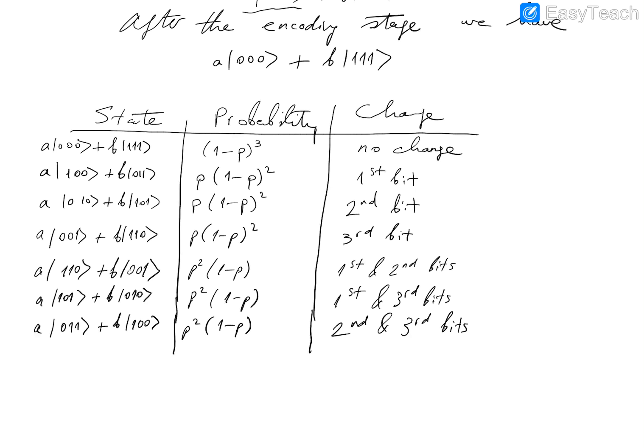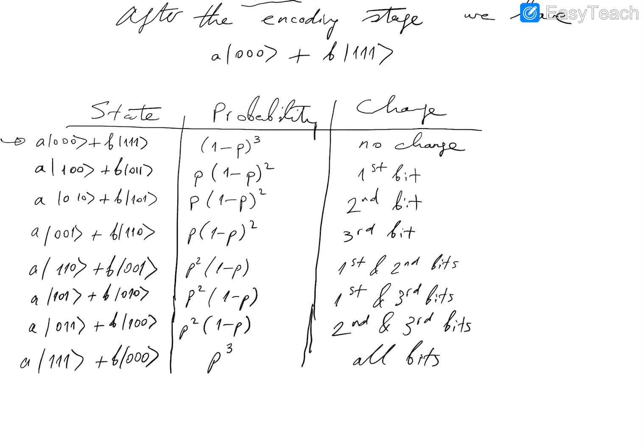And then finally, maybe all qubits are changed. So this entire state given here might have changed during the transmission. But the probability of this happening is p^3, all bits.